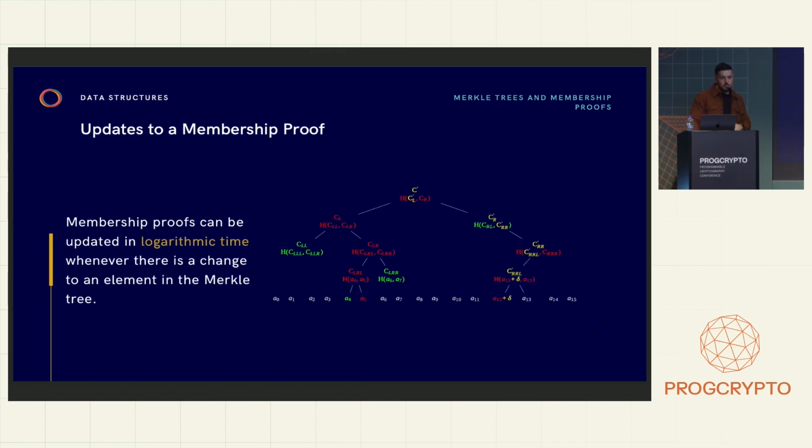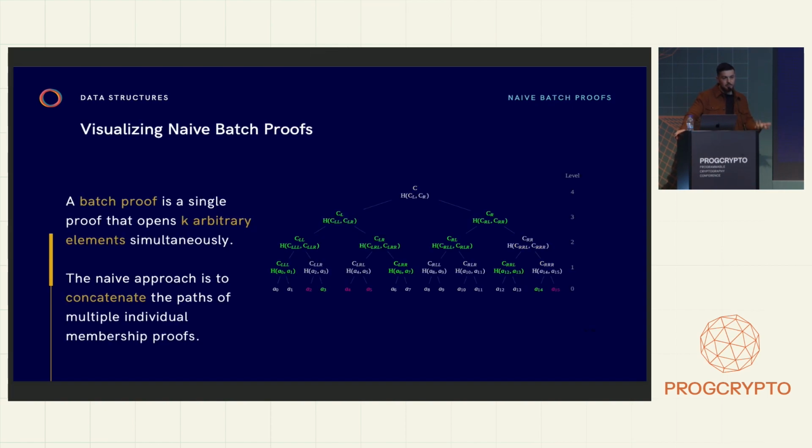And so what if you wanted to update the membership proof? For example, the set that you are computing over changes. Well, in this situation, the time to update a membership proof is logarithmic with respect to the size of the tree.